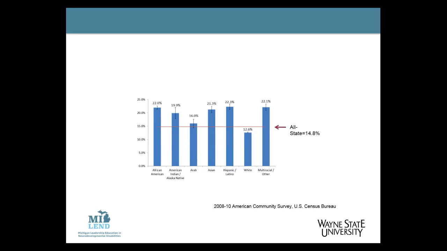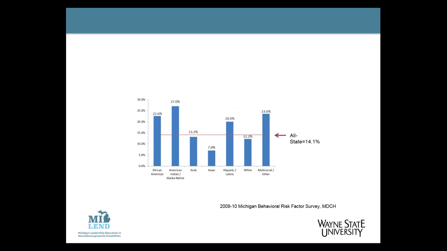The next slide depicts the percent living in a different house than they were last year. This kind of serves as a proxy for housing stability. Across the state, it's 14.8%, but we see that there's a much higher rate for our African Americans, Asians, and Latinos as compared to our white population. Now, of course, we know there could be many reasons that someone is living in a different house than last year, but I think it still begs the question why we would see such big differences.